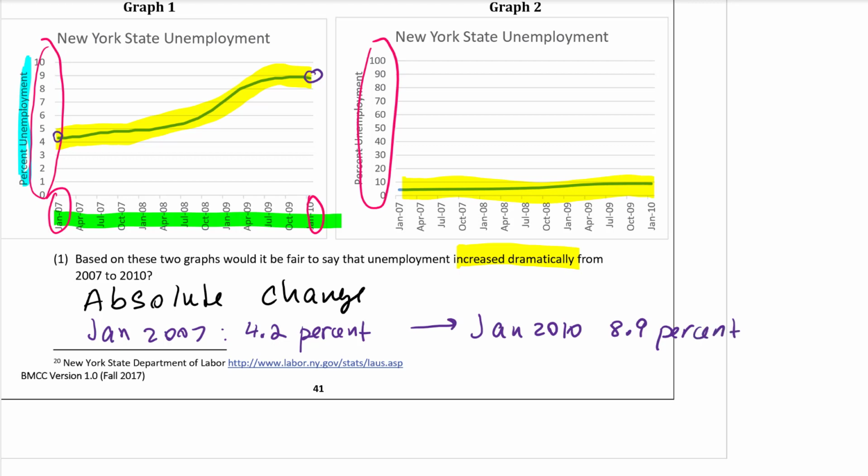So if we go ahead and calculate the absolute change, we just subtract the two numbers. All right, so 8.9 minus 4.2, which gives us 4.7%. Now notice, it is absolute change, so it's just a difference, but the units that we're using are percent.